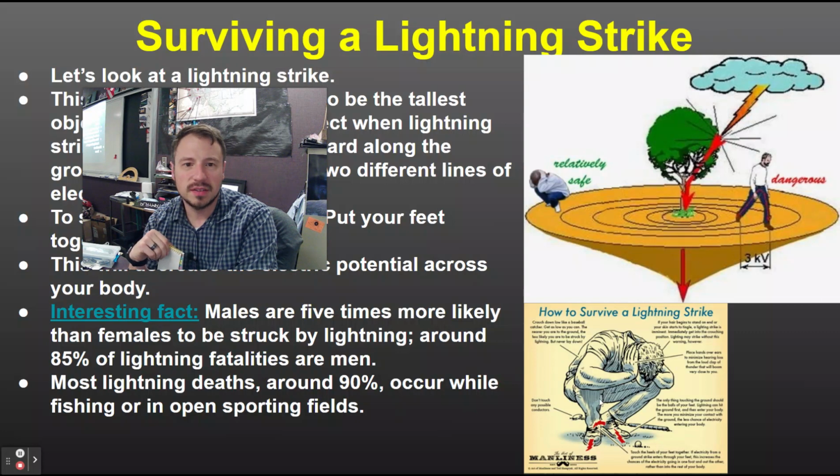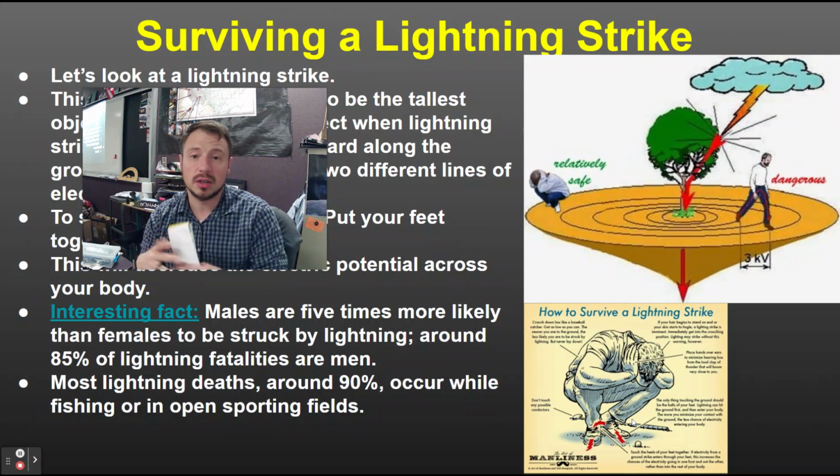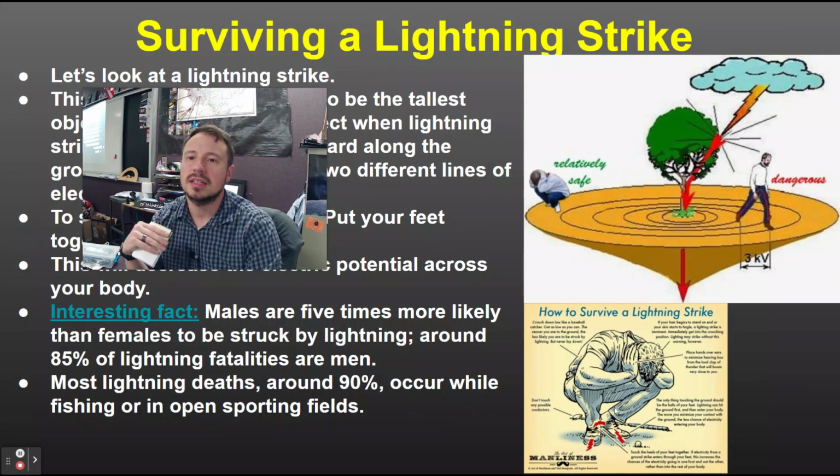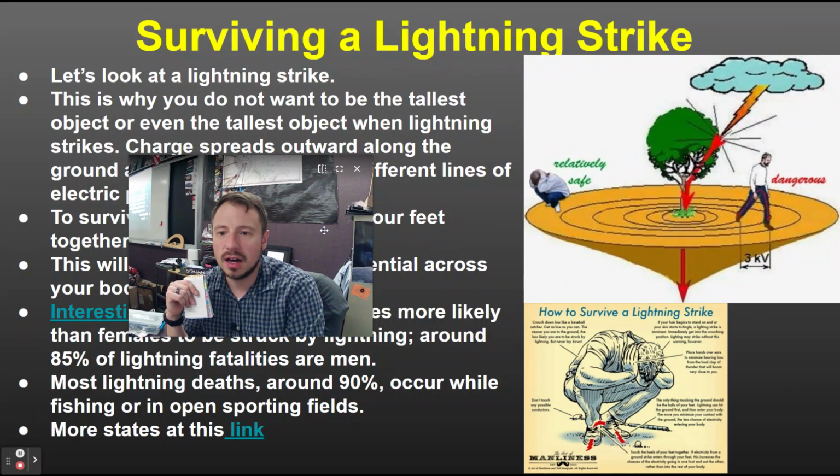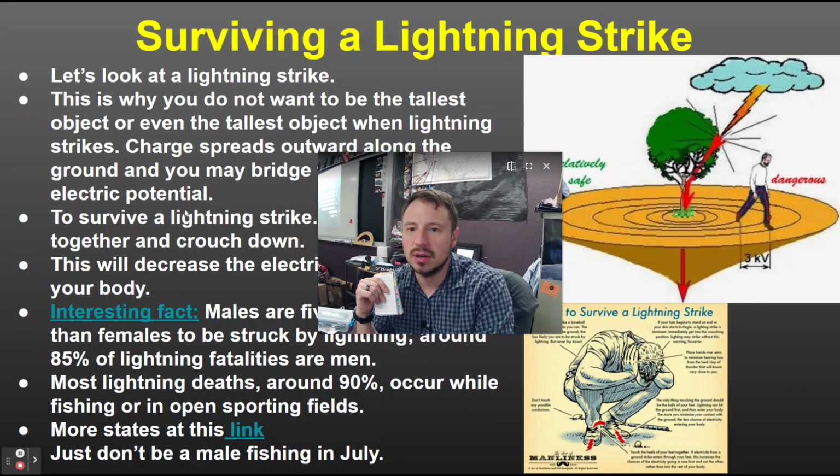If you see here, in the how to survive a lightning strike demo, he dropped his golf club, because in open fields is where most lightning strikes happen, right? Let's see here. Here we go.